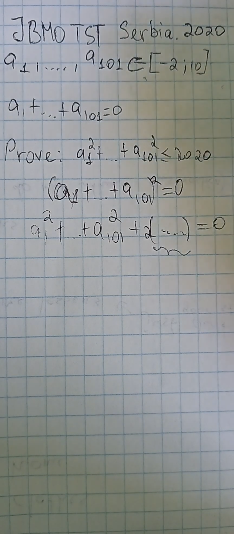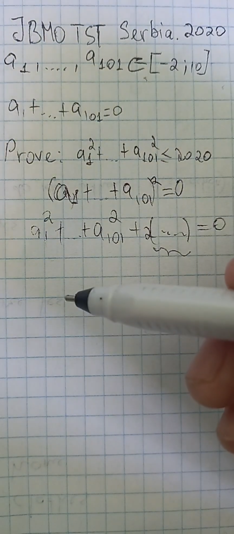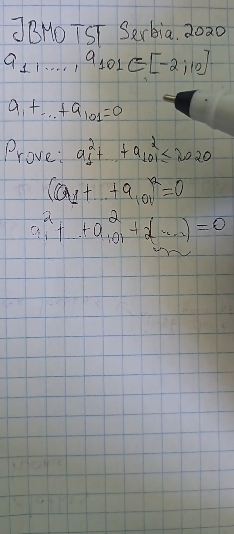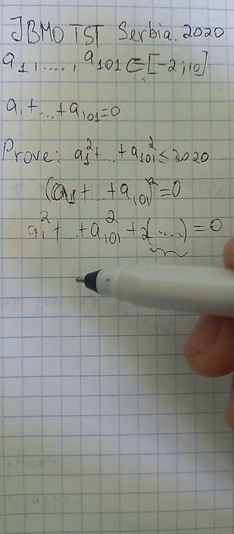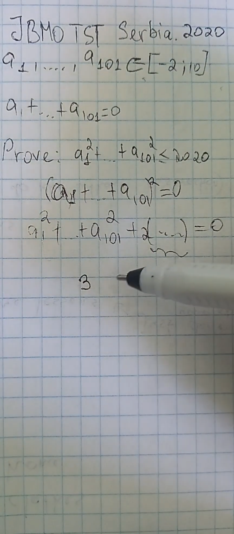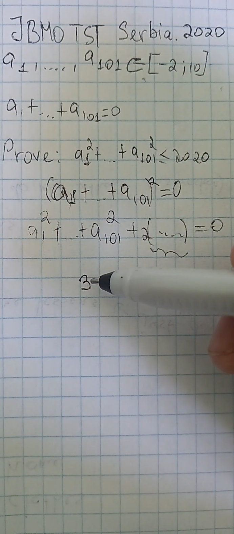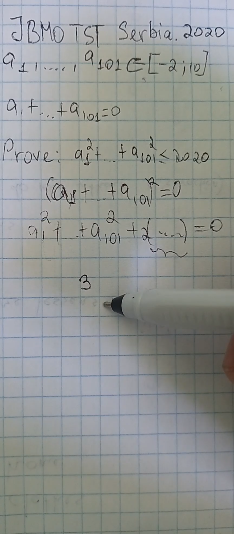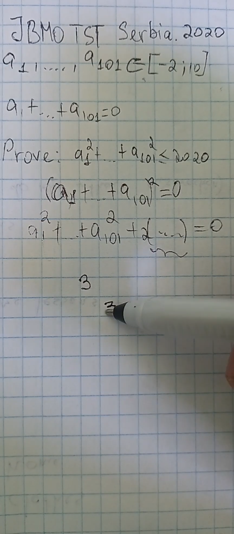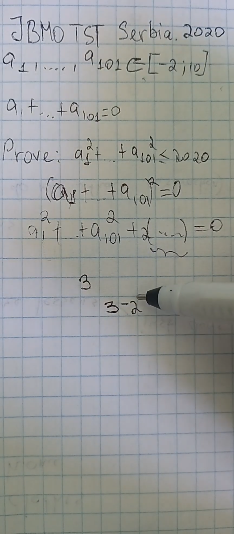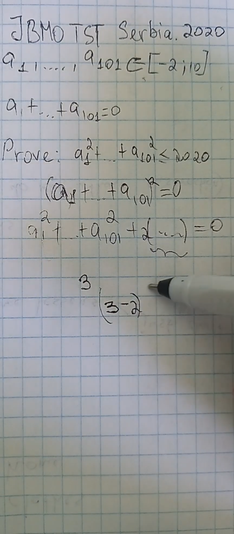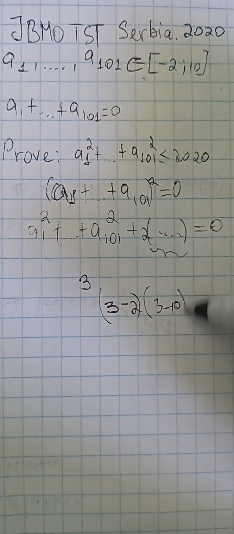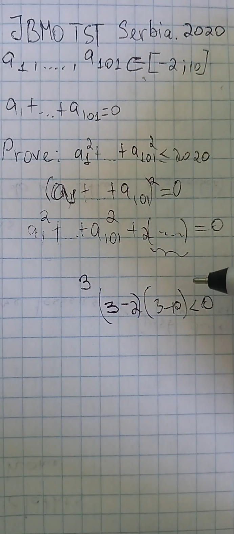Okay, but first of all, let's check some numbers. Let's say we pick 3 as a number. So what can we do? Maybe (3 minus 2) times (3 minus 10). But this is a negative number. Yep, that's it.